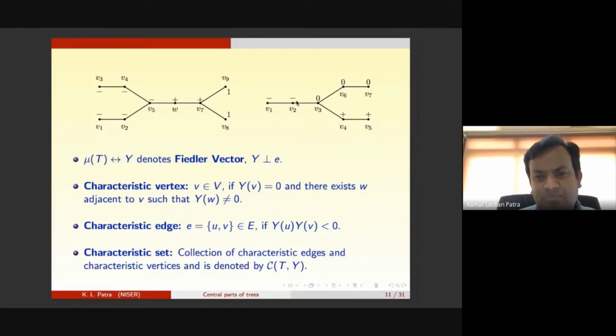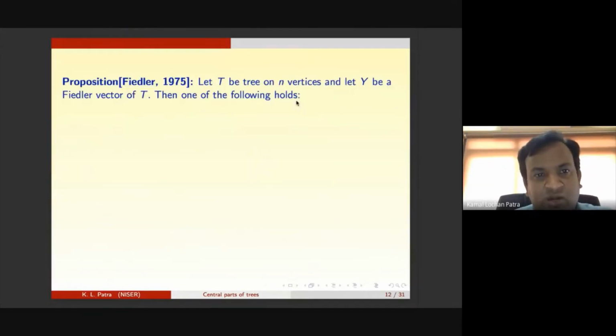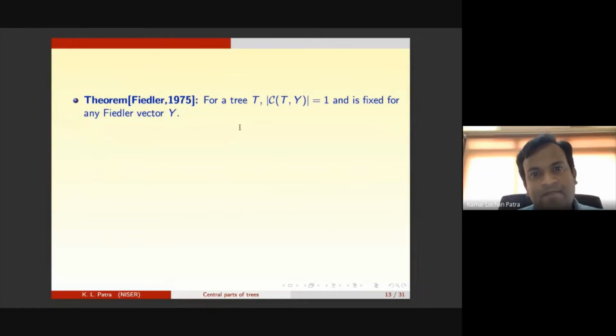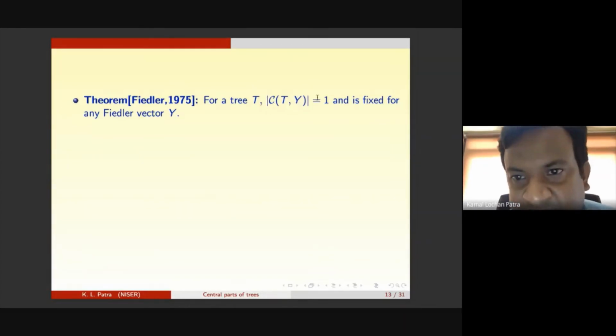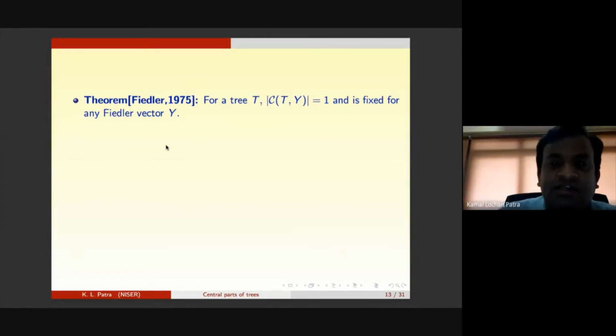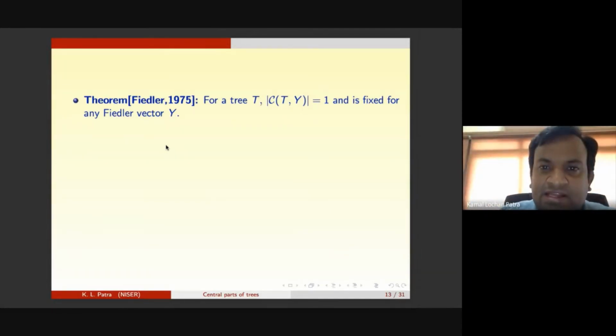After this result and some more results associated with the eigenvector corresponding to lambda 2, people call that eigenvector a Fiedler vector. It is also proved that for any tree T, the cardinality of the characteristic set C(T, Y) is 1 and is fixed for any Fiedler vector. That means irrespective of Y, the characteristic set is fixed. So the characteristic set is either a vertex or an edge.